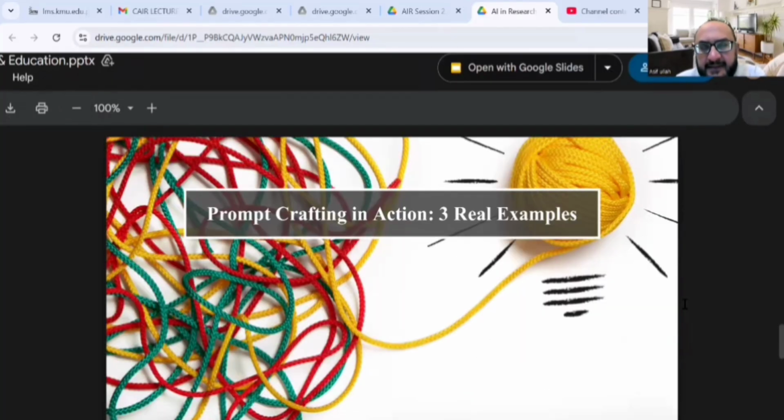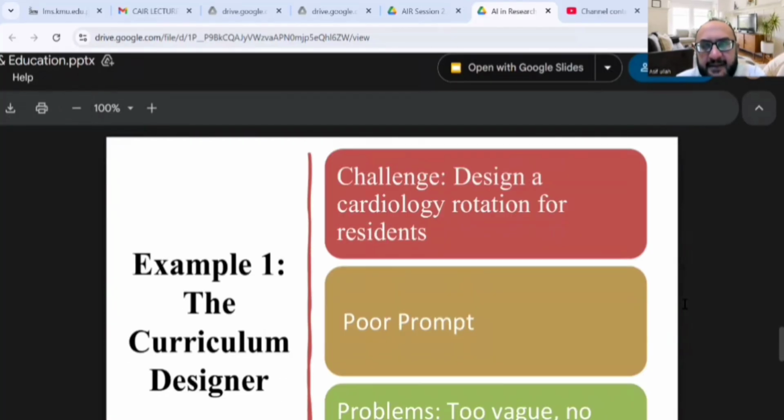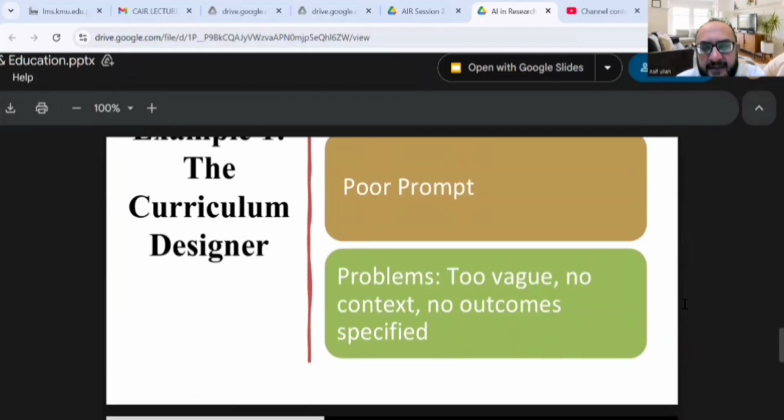Prompt crafting in action: 3 real examples. Example 1, the curriculum designer. Challenge: design a cardiology rotation for a resident. Poor prompt. Problem: no context, no outcome specified.